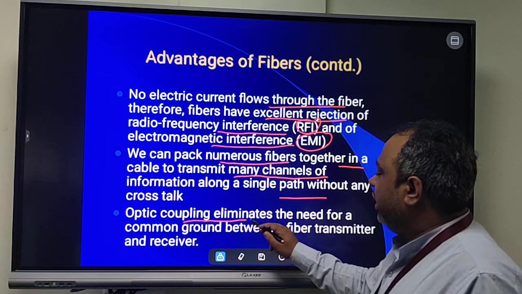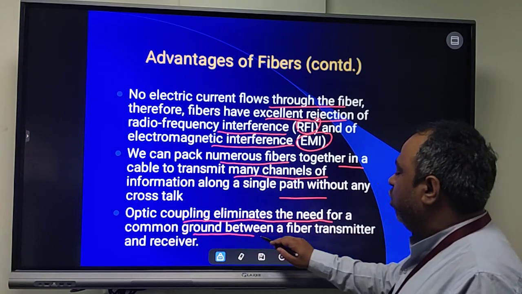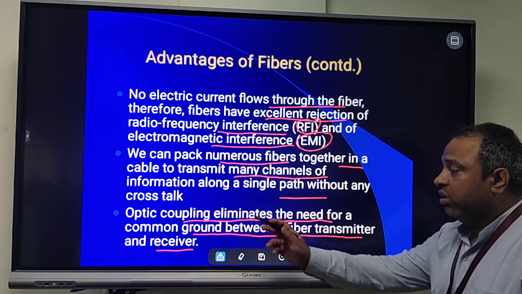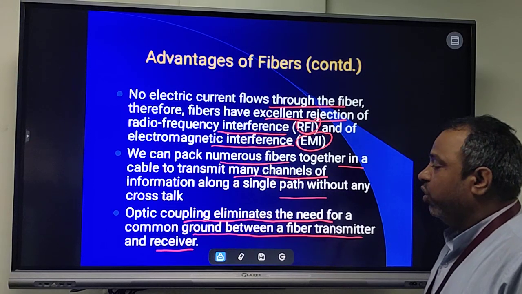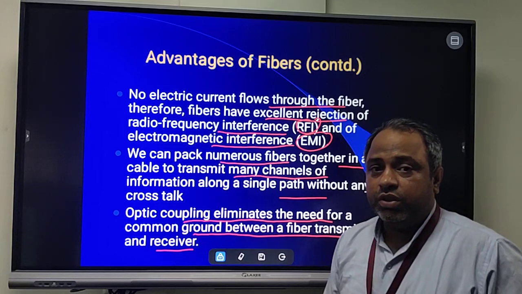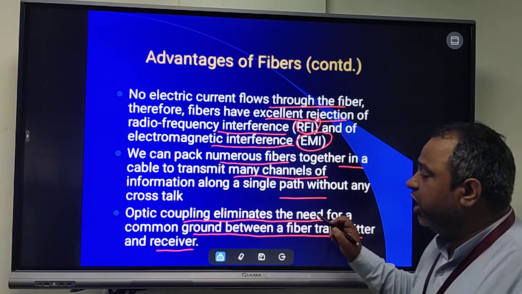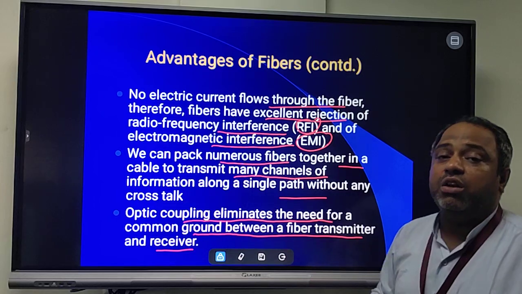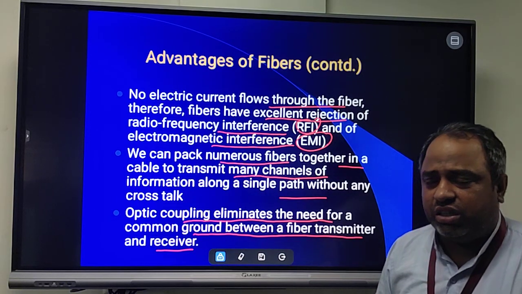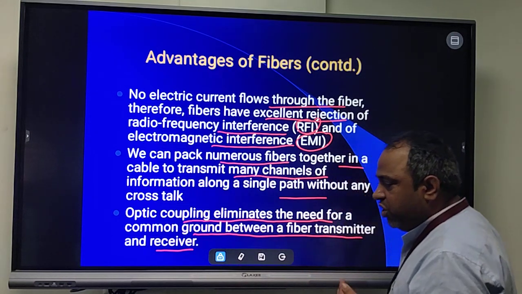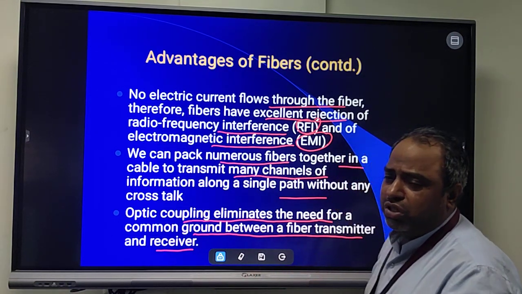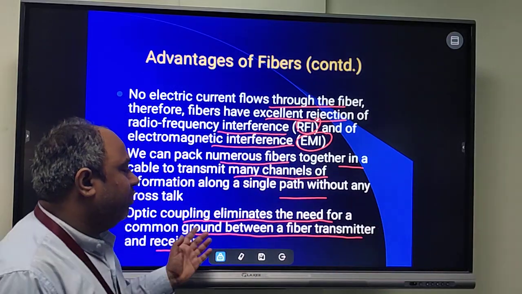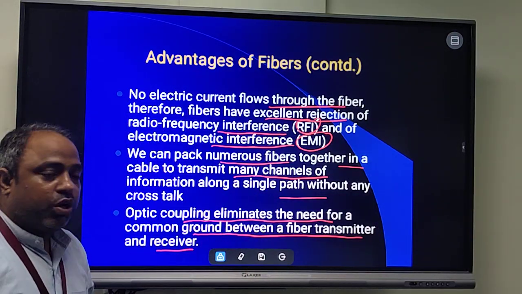Now, optical coupling eliminates the need for a common ground between a fiber transmitter and receiver. We totally agree. Now the scenario is that the coupling eliminates the need for a common ground between a fiber transmitter and receiver. Are you getting my point? This thing, the need for a common ground between a fiber transmitter and receiver, optical coupling eliminates all of this. It does not require any such thing as a common ground, or the same transmitter and receiver. No need for such a thing. You just share your data, and just think about the data going very fast and very efficiently with the help of this communication system.